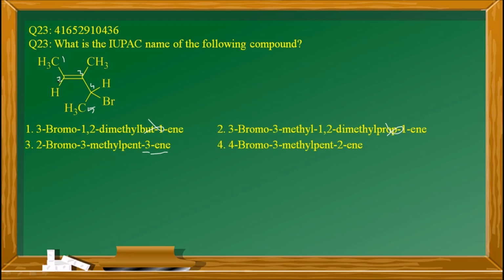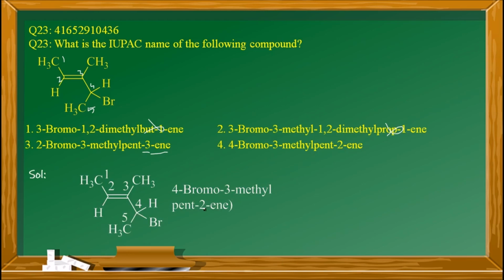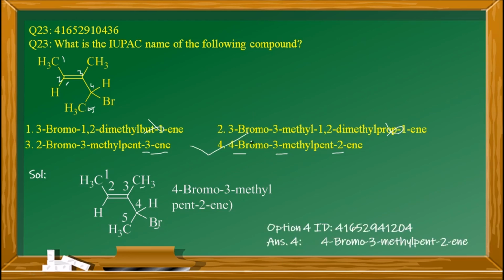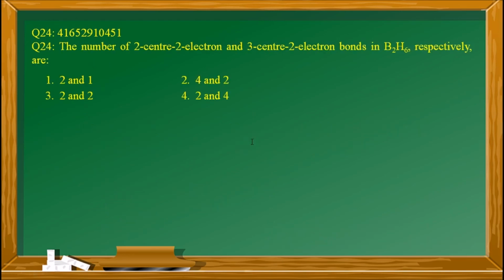That means this is the way we have to follow: 1, 2, 3, 4. By following this numbering, we get 4-bromo. Yes, this is 4-bromo, this is 3-methyl: 4-bromo-3-methylpent-2-ene. What is the position of the alkene? 2 position. So pent-2-ene. Option number 4 is the correct option, friends. So the IUPAC name of the compound, 4-bromo-3-methylpent-2-ene, is the correct option, friends. Next, question number 24.